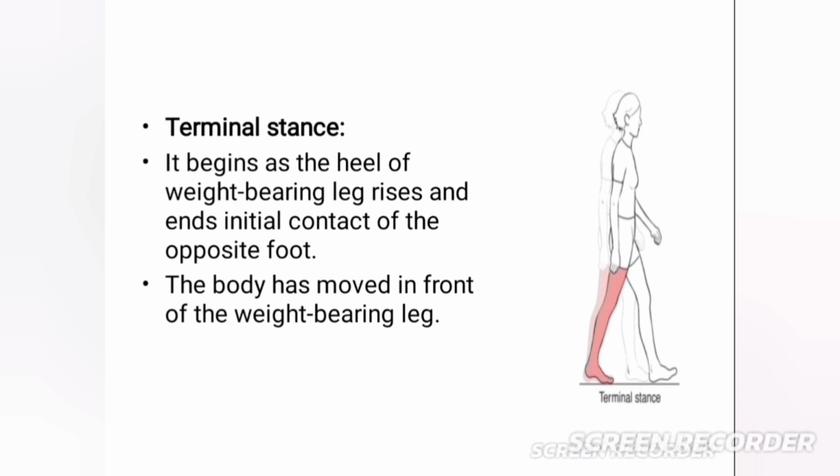Then the terminal stance. Terminal stance is the same as the heel off of your traditional method. It begins as the heel of the weight bearing leg rises. So your heel rises from the ground, and it ends at the initial contact of the opposite foot. Here in this figure you can see your right limb is in the heel off position and the left limb is in the initial contact position. So that is your terminal stance, when the body has moved in front of the weight bearing leg.